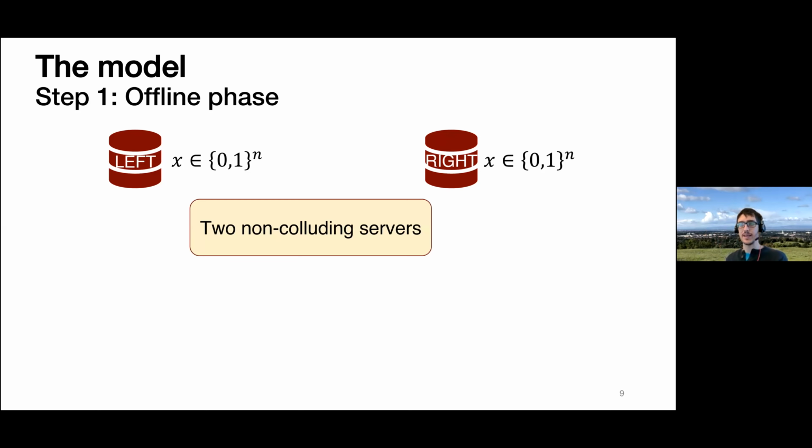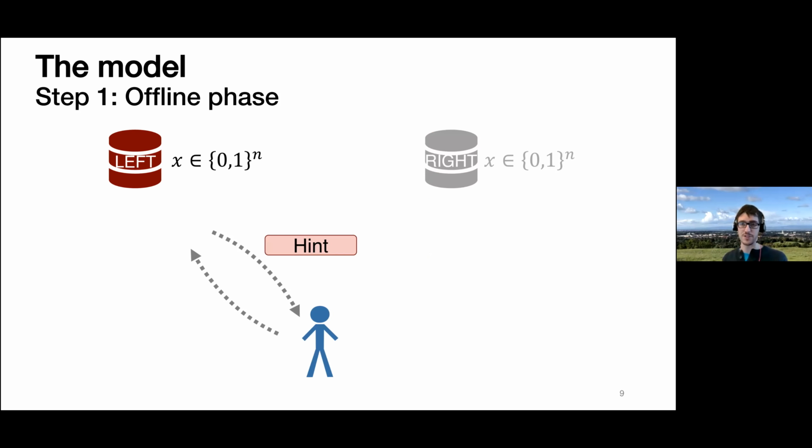Okay, so let's look at the model that we consider in our paper. We're going to mostly focus on the two-server case. So we'll have two servers that we assume to be non-colluding. And our protocol consists of two phases. First, in the offline phase, the client talks to one of the servers, the left server, and obtains some piece of information about the database that we call the hint. And the communication in this offline phase should still be sublinear in the database size because we want to rule out trivial protocols in which the hint just contains the entire database. Specifically, you can think about the hint as being something like square root n bits long.